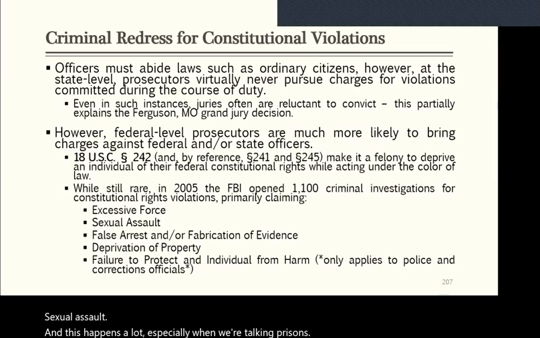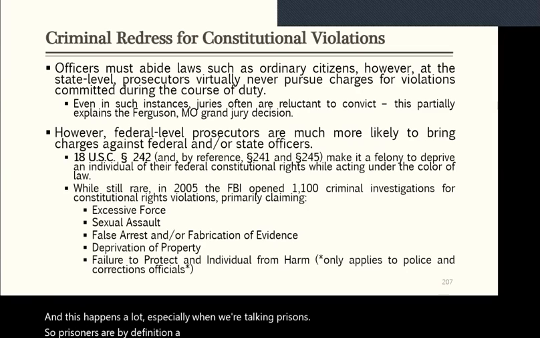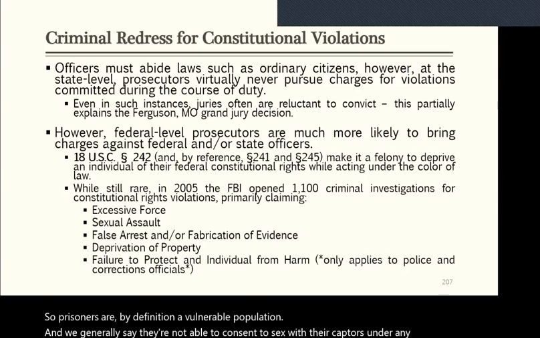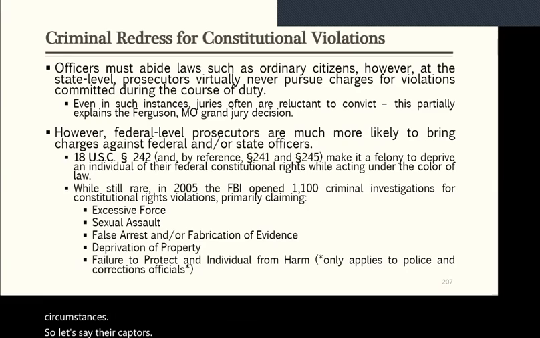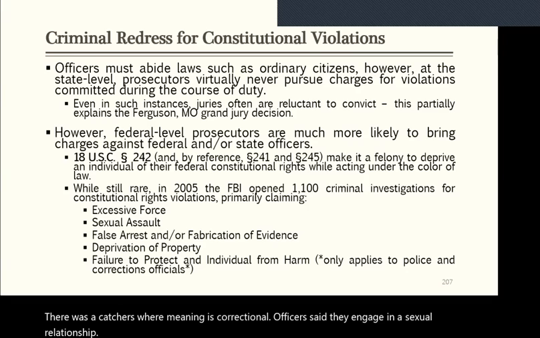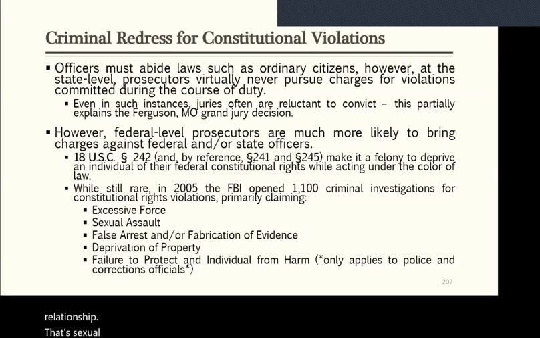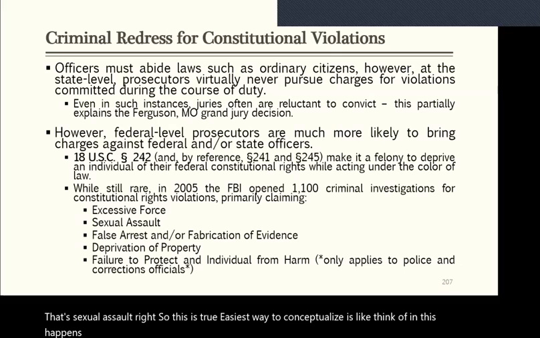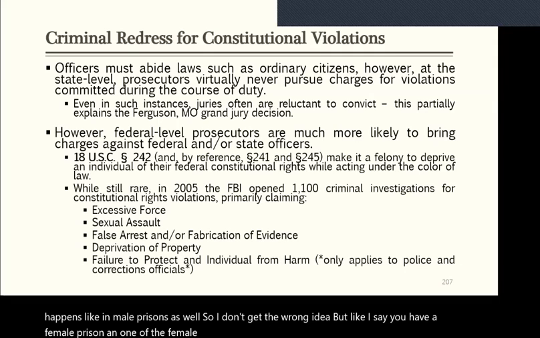So prisoners are by definition a vulnerable population, and we generally say they're not able to consent to sex with their captors under any circumstances. So let's say their captors, and when we say captors, what we mean is correctional officers, engage in a sexual relationship, well, that's sexual assault, right? So this is true. The easiest way to conceptualize it is, and this happens in male prisons as well, so don't get the wrong idea, but say you have a female prison and one of the female inmates who's been in there more than 9 months gets pregnant.